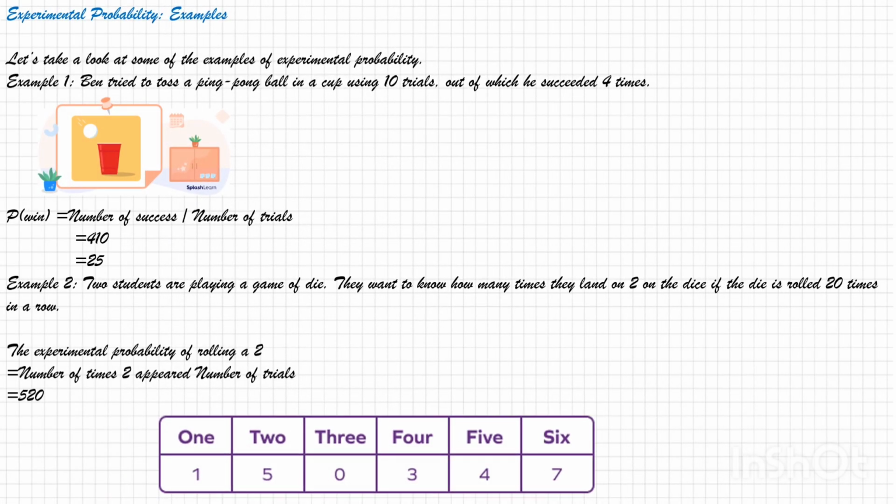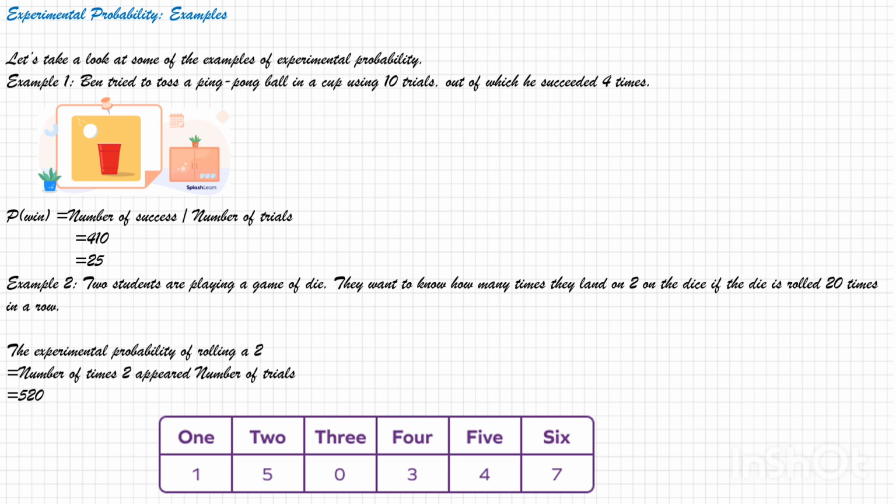Experimental probability example. Let's take a look at some examples of experimental probability. Example 1. Ben tried to toss a ping pong ball in a cup using 10 trials, out of which he succeeded 4 times. P(win) is equal to the number of successes by the number of trials, which is 4/10, or 2/5.